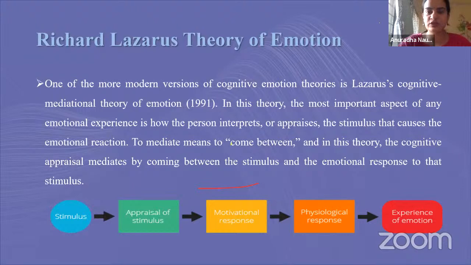Richard Lazarus' theory of emotion. One of the modern versions of cognitive emotion theories is Lazarus' mediational theory of emotion. In this theory, the most important aspect of any emotional experience is how the person interprets or appraises the stimulus that causes the emotional reaction.